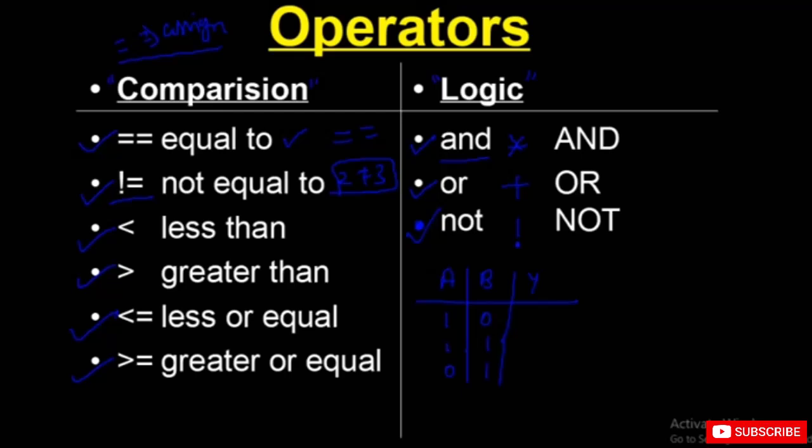So I've just used the three operations. These two are the inputs and this one is our output. So for the output, let's categorize into two parts. The first part is for the AND and the second part is for the OR.